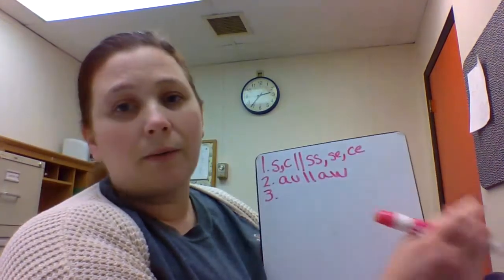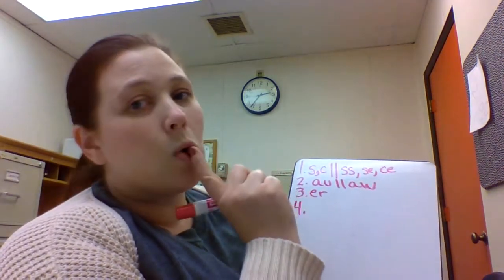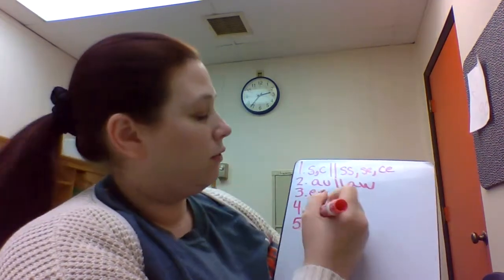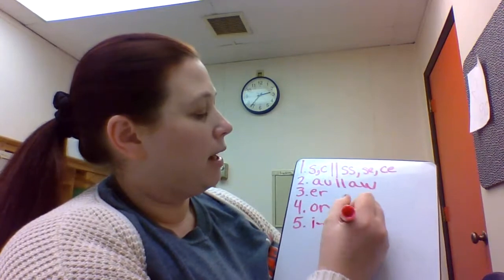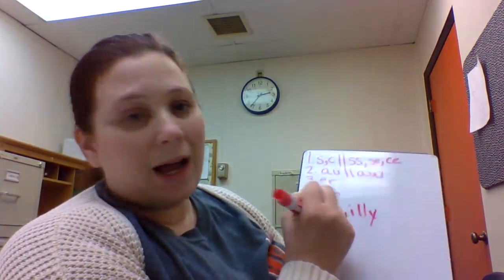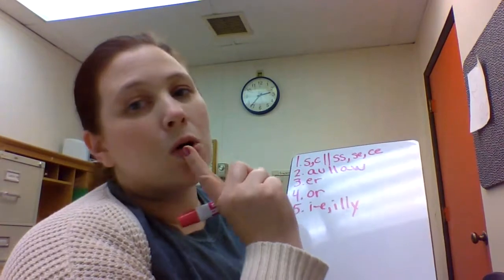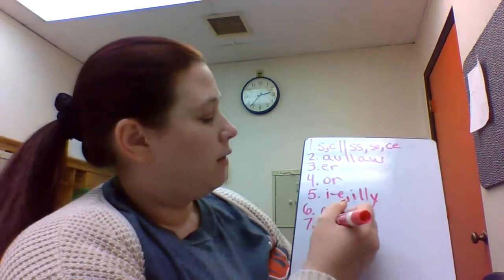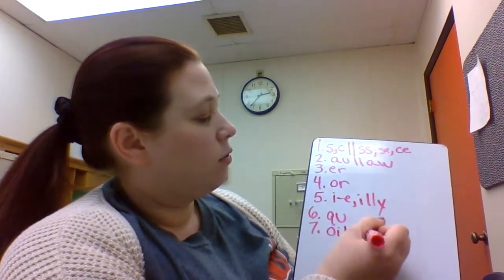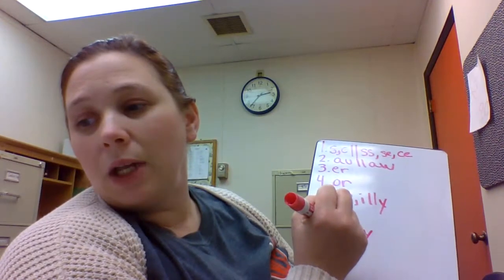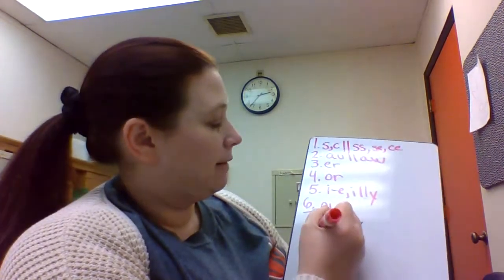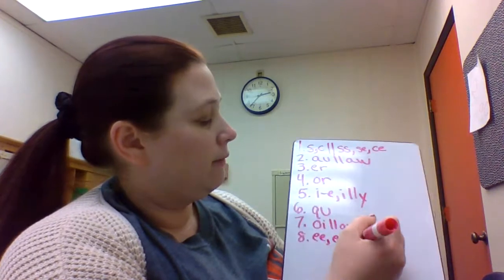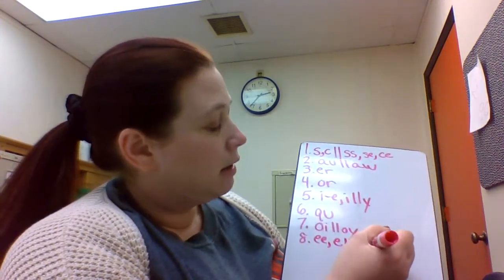Number 3 we have ER. Number 4 we have OR. Number 5 we have I, so I consonant E, comma I, or as a final sound Y. Number 6 we have QU. Number 7 we have OI, or as a final sound OY. Number 8 we have E, that's EE, comma E, or as a final sound EE, comma Y.